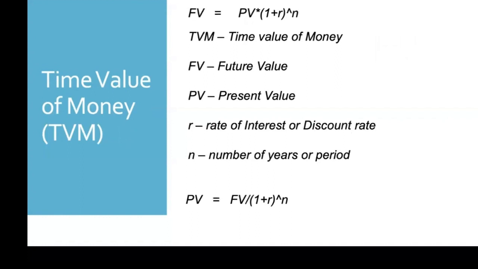Getting into the formula, future value of money is equal to present value multiplied by (1 plus r) raised to the power of n, where r is the rate of interest and n is the number of years. This happens because of compounding. We will discuss compounding in detail in another video. From this equation, if we want to derive present value, it is future value divided by (1 plus rate of interest) raised to the power n.